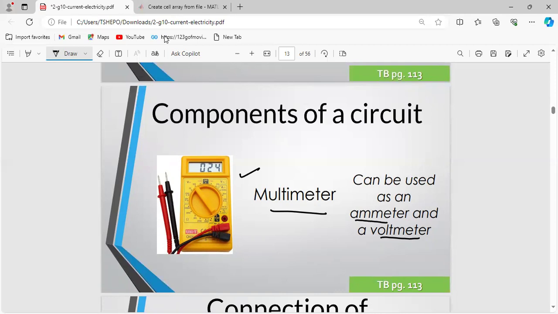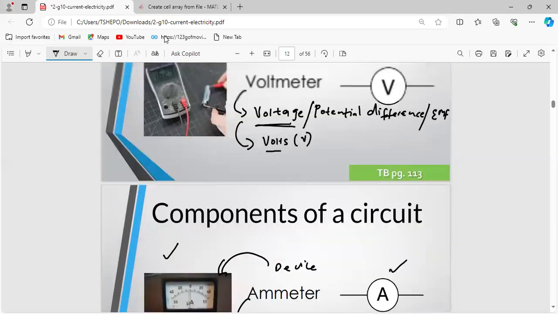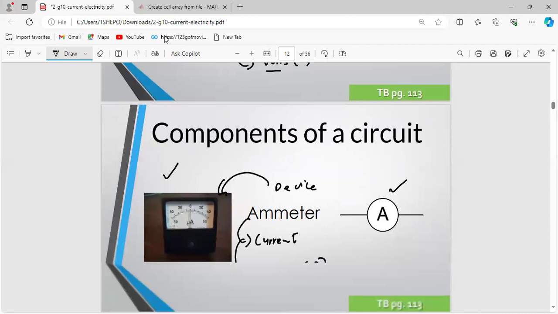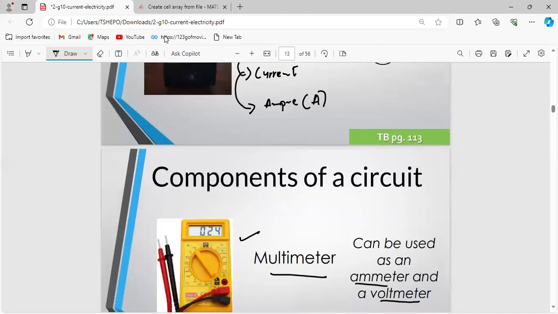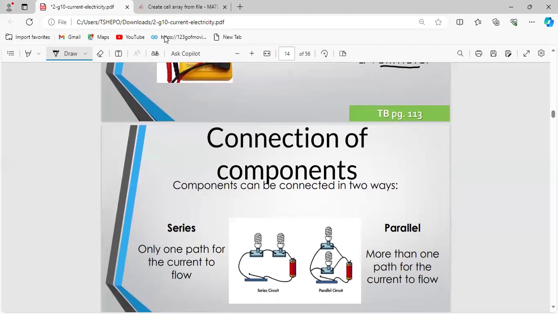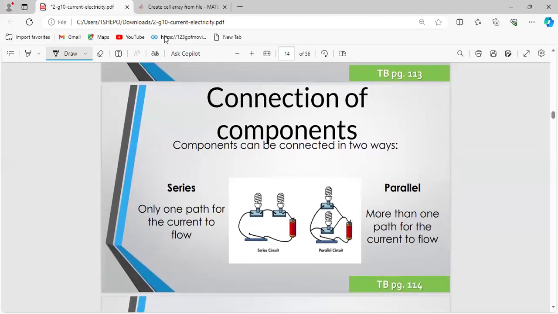So that means this is not a multimeter. Oh, it looks like a multimeter though, but it is specifically a voltmeter. It's 2-in-1. I hope we all understood all of the components of the circuits, how the components of the circuit actually look, and how we represent these components of the circuit.